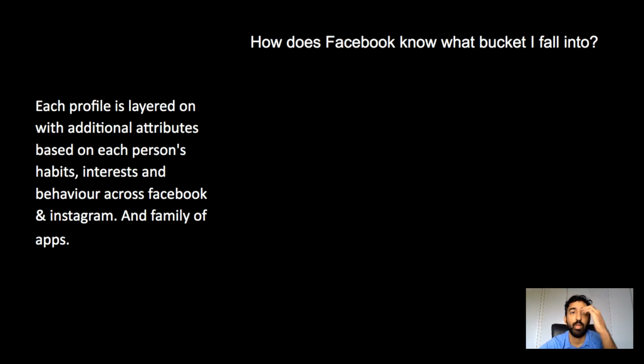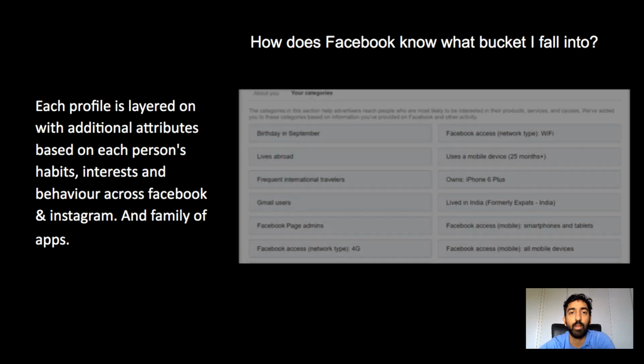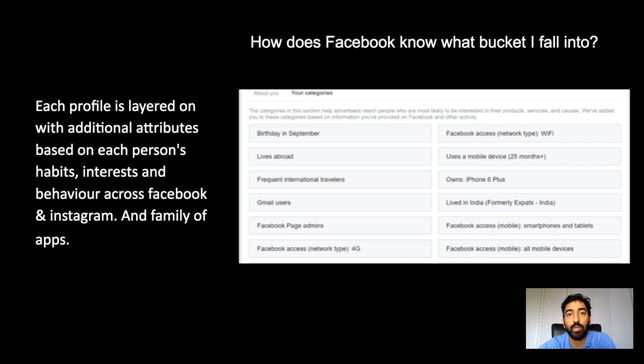But how does Facebook actually classify people like us into these buckets, which I thought was interesting to figure out. Essentially, they layer on different attributes based on your habits, interests, and behavior across Facebook. That's how they figure out what bucket you're in. It's not going to tell you exactly which one, but if you look at this graphic, which is basically my personal Facebook profile, and how Facebook's classified me.